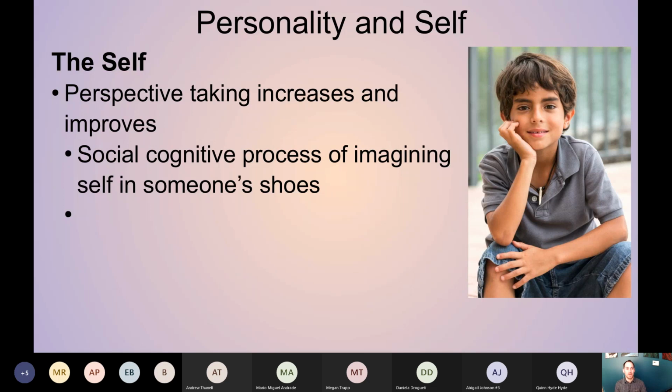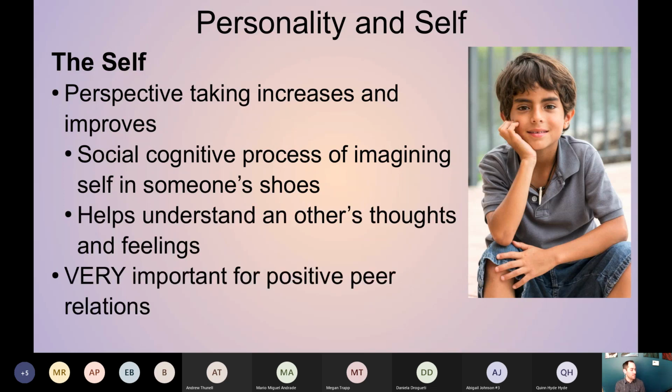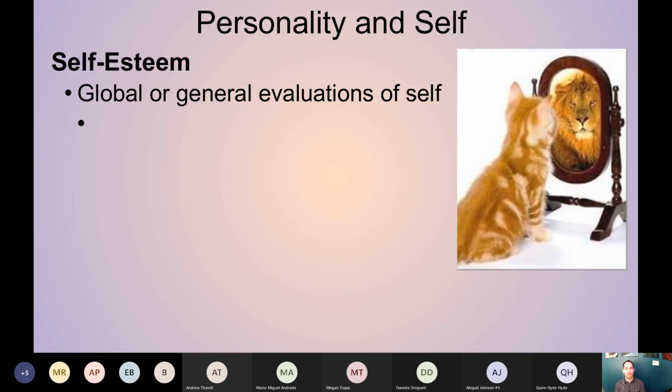It makes social situations a lot easier, and a lot of that comes, one, from the cognitive and neurological capacity to take someone else's perspective, to think outside of yourself in that abstract way, but it also comes from practice, from seeing social situations and interactions. So yeah, especially important to positive peer relations.